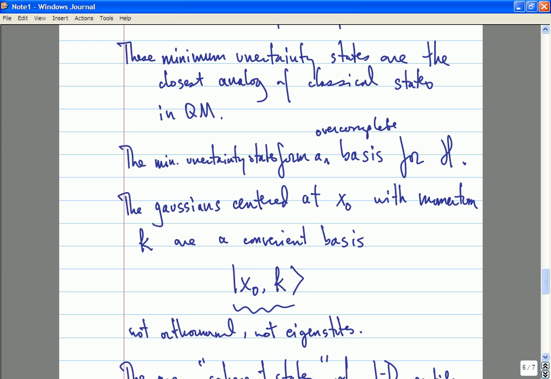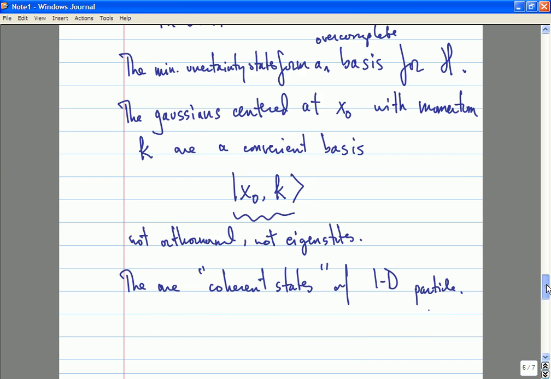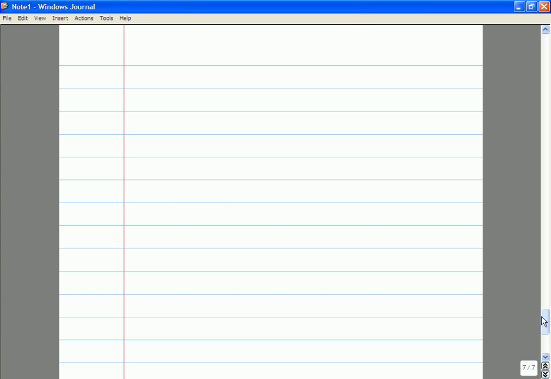By overcomplete, you mean they're not all linearly independent? They're not all linearly independent. And for a general wave function, there are many different ways of writing it as a superposition of these states. So good, thank you. Sorry, I said something that wasn't technically correct. Other questions? Thank you. This is what happens when my graduate students sit in on my class.